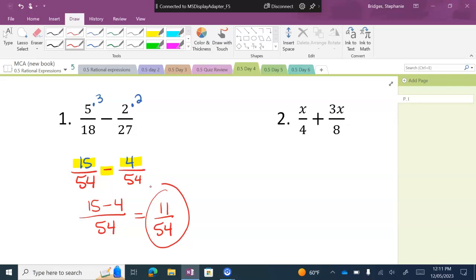The 2 at the top? Oh, because I asked myself, what did I multiply 27 by to get 54? Whatever I multiply the bottom by, I have to multiply the top by. Does that make sense? Okay.